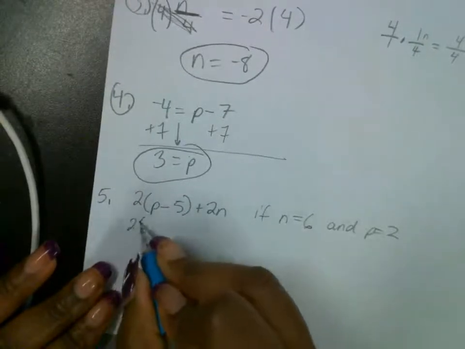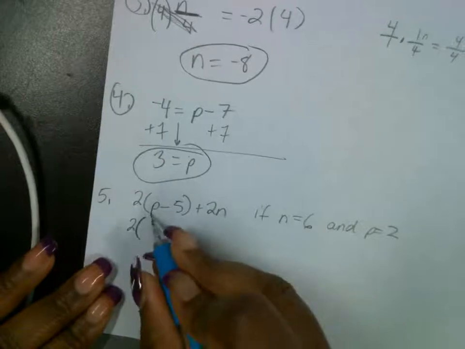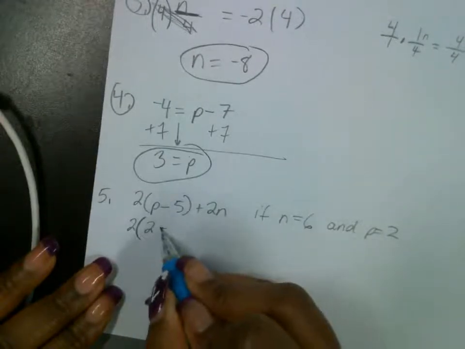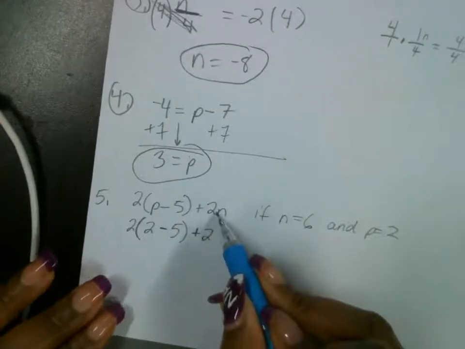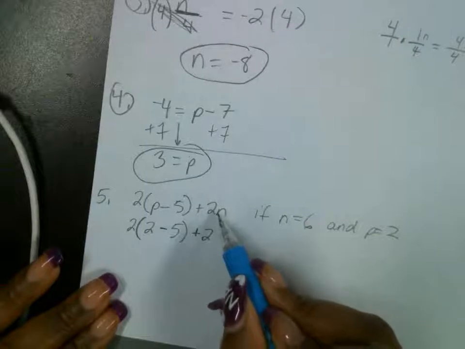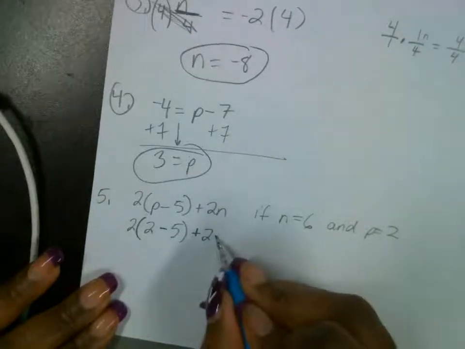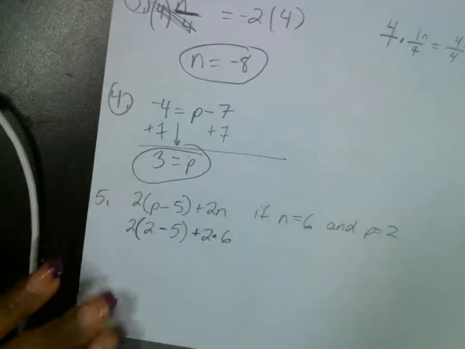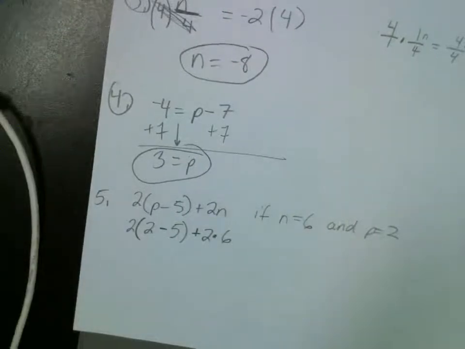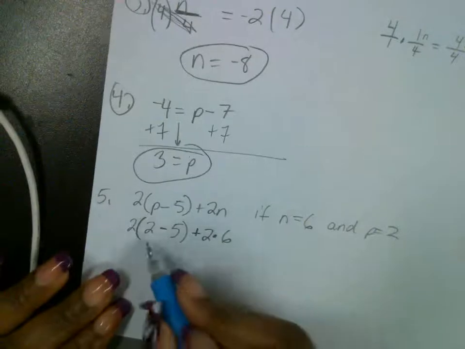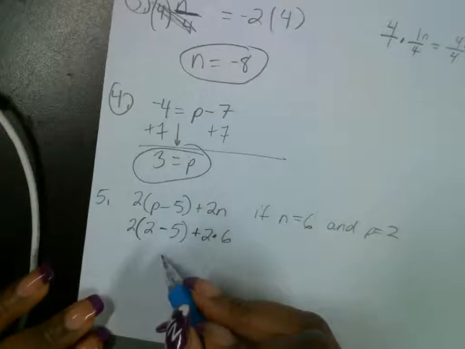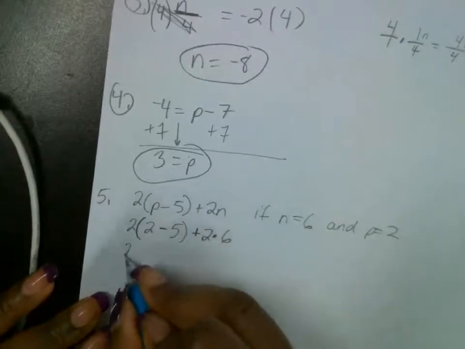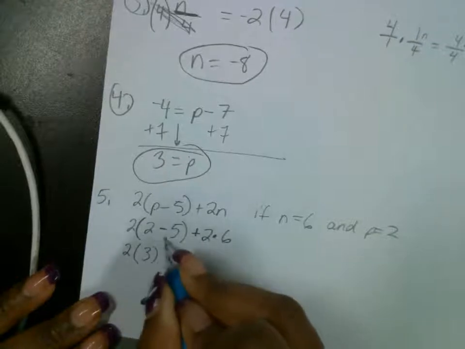So we got 2 parentheses, that's multiplication, p here is 2, minus 5, plus 2. And remember, what's the operation that's automatically between 2 and n? Yes, multiplication. So that's times, and n here is 6. Okay? What am I going to do first to solve this problem? What's in the parentheses. I'm going to evaluate what's in the parentheses. What is that going to give me? Yes, -3. So we got 2 times -3.